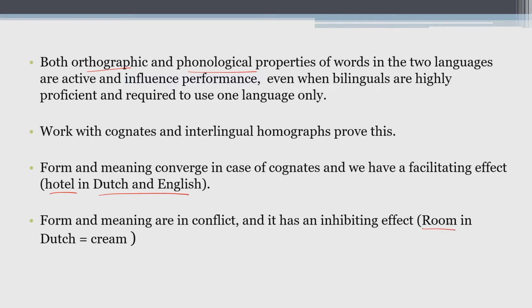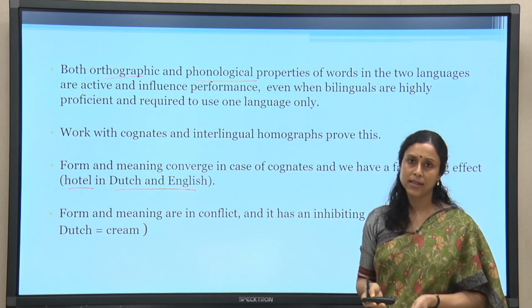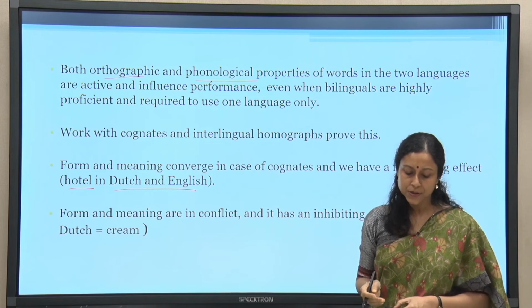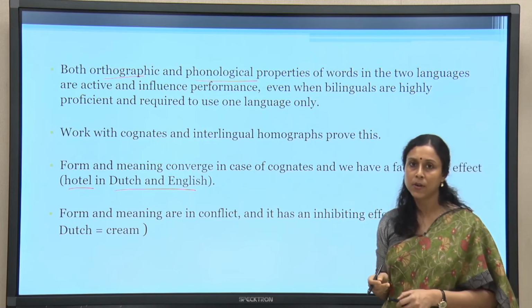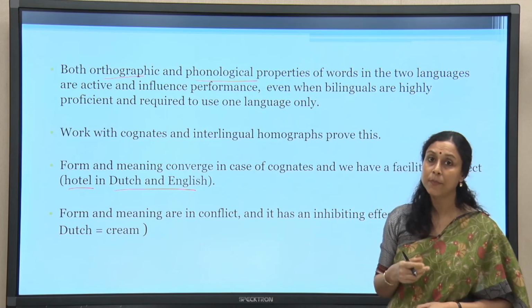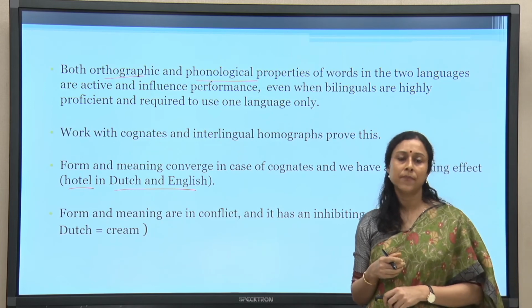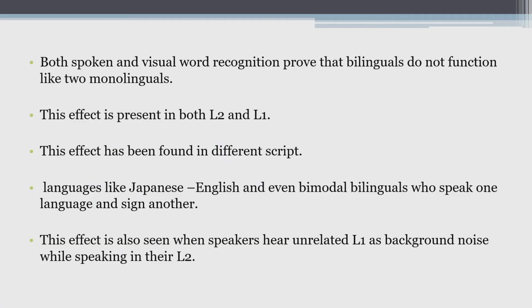The word room in English is, of course, a room, we all know what room means, but in Dutch the same word means cream. So, this is an interlingual homograph. They are written similarly, but they do not mean the same thing. Experimental paradigms that have used this kind of words give us a large amount of data as to how this interference really works.